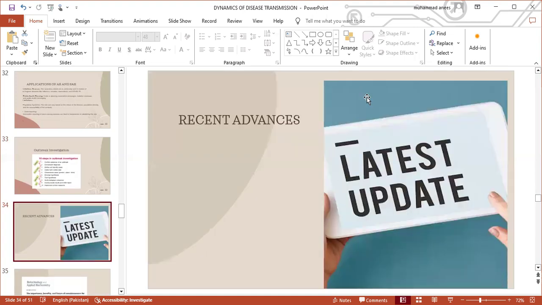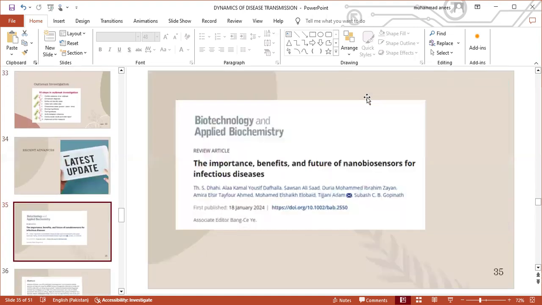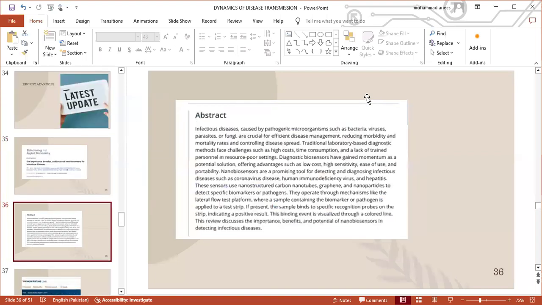So moving on to the recent advances. Number 1 is the importance, benefits, and future of nanobiosensors for infectious diseases. So the infectious diseases are caused by pathogenic microorganisms such as bacteria, viruses, parasites, or fungi. Their detection is crucial for efficient disease management, reducing morbidity and mortality rates, and controlling disease spread.